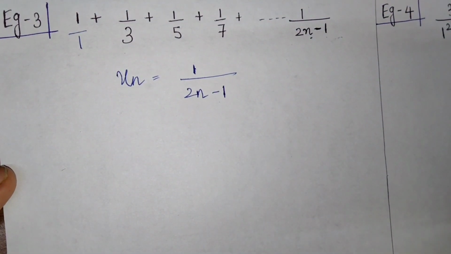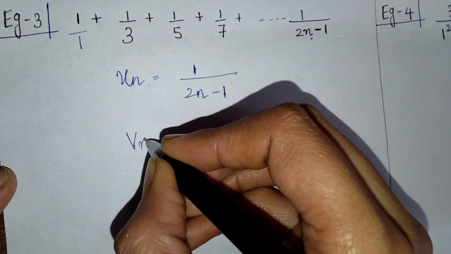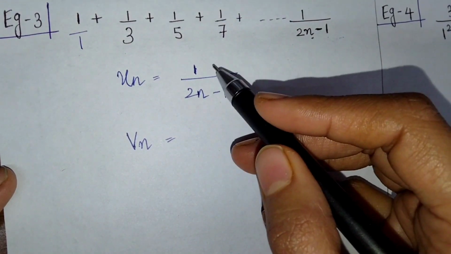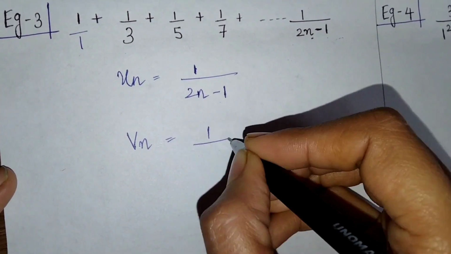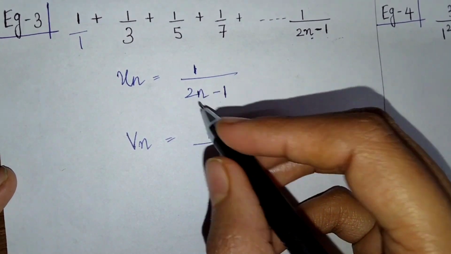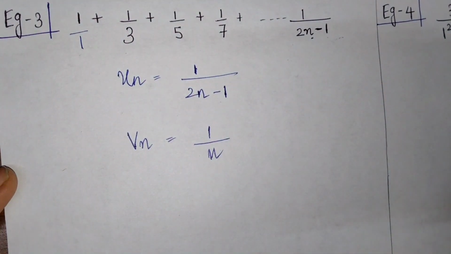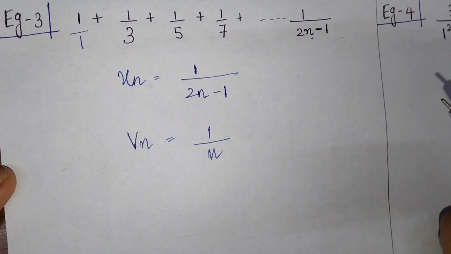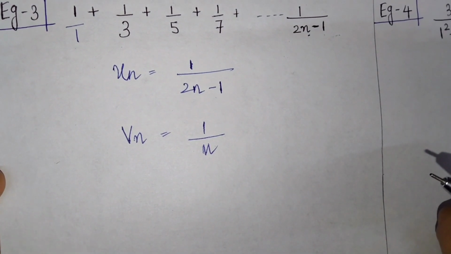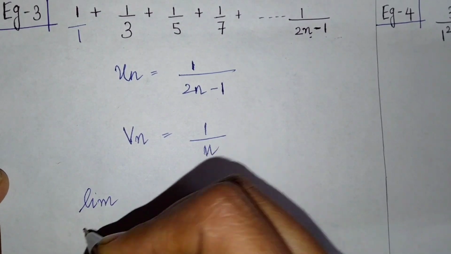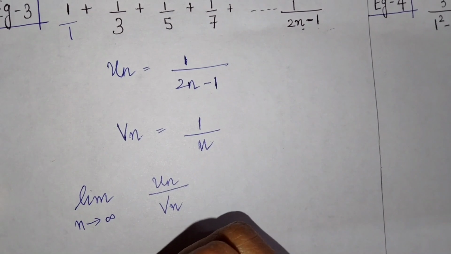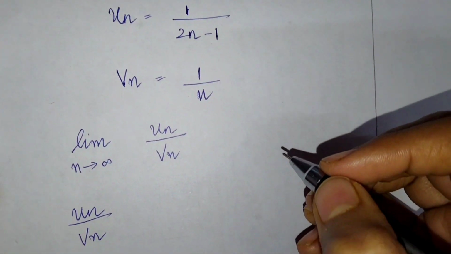Okay? And now as we have to assume Vn, we will take n terms from the denominator part and the numerator part, but here in the numerator part there is no n present. So our Vn will be 1 by n, because here only n is given in the denominator part. Now, according to comparison test, we will take the ratio and put the limit. Okay, so limit n tends to infinity of Un by Vn. So first of all we will find Un by Vn, and then we will put the limit.